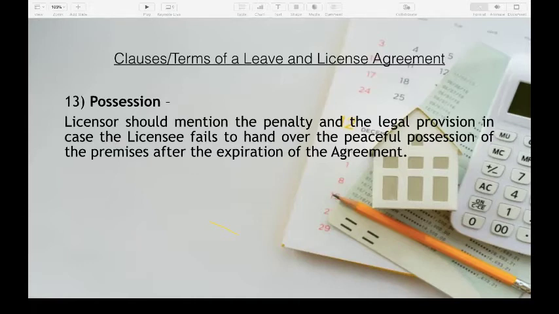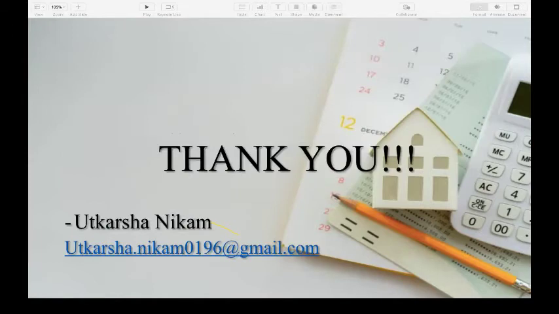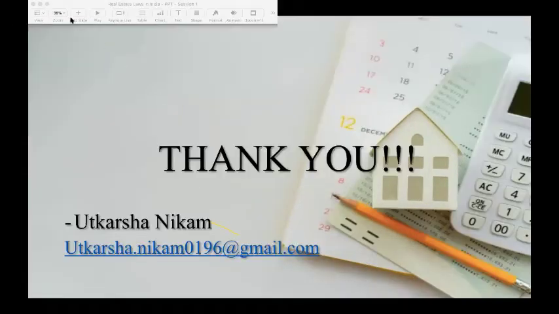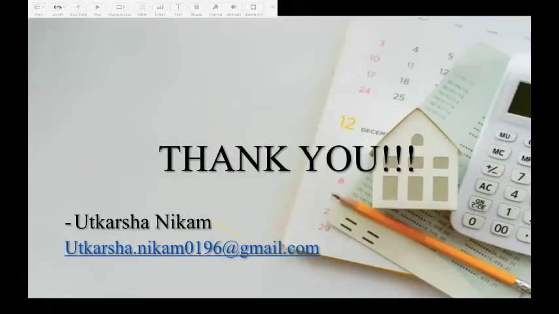Can we have the next? Yes, so now we'll be seeing a leave and license draft agreement. It's a very simple agreement. Since I've explained to you the basic clauses and terms of a leave and license agreement, I think you will be able to relate to it more. Can we have the PDF, please?